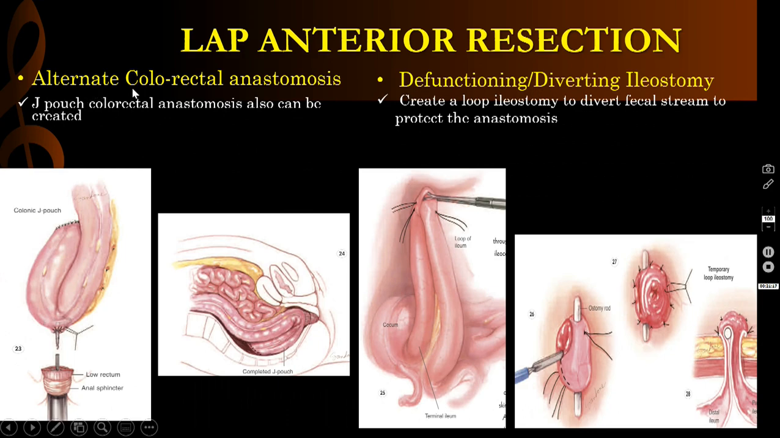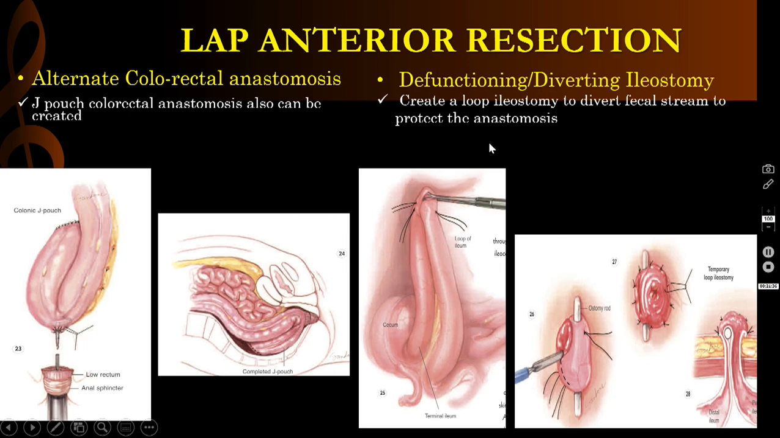You can also do an alternate colorectal anastomosis, that is like the open anterior resection. We can also do the J pouch colorectal anastomosis. This also can be done. This is the J pouch. This also can be done laparoscopically.